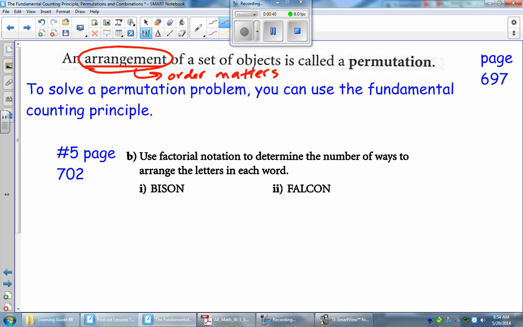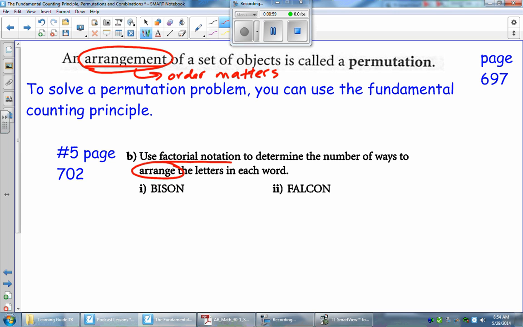To solve a permutation problem, you can use the fundamental counting principle. So the fundamental counting principle and the idea of a permutation go hand in hand. The first type of question here is using factorial notation to determine the number of ways to arrange all the letters in each word. Once again, this keyword arrangement implies that this is a permutation problem.